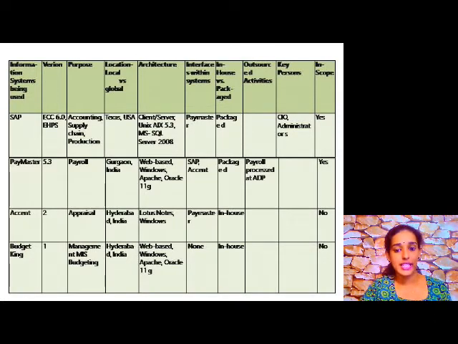Now in the next session we'll be covering the risks and controls with respect to this particular IT environment, how it impacts, what are the types of controls that can be implemented, and so on and so forth.